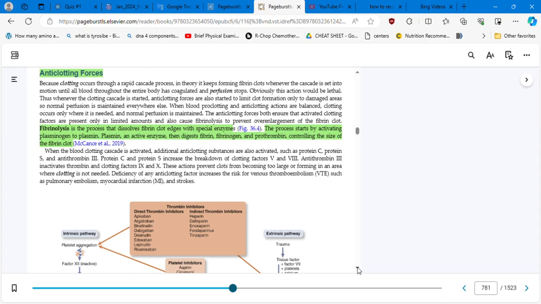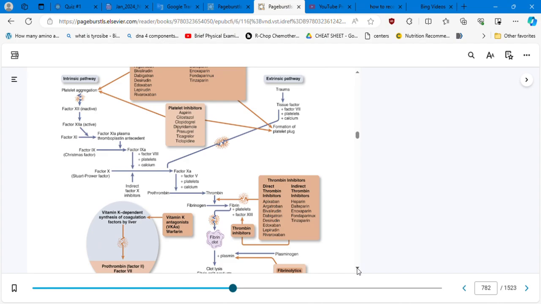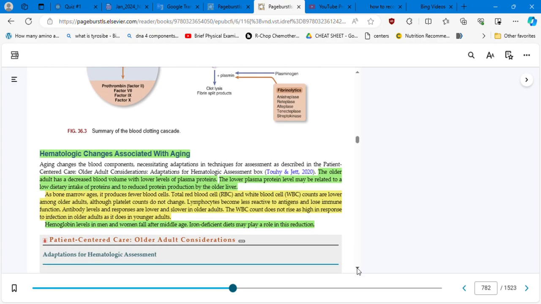Fibrinolysis is a process that dissolves fibrin clots with special enzymes. Lysis means destruction, right? We have to be familiar with those suffixes and prefixes so we can understand. The process starts by activating plasminogen to plasmin, an active enzyme, which then digests fibrin, fibrinogen, and prothrombin, controlling the size of the fibrin clot. Even though I am not testing you on this, which is used and understood more by doctors and is probably part of the anatomy and physiology that you studied before, it is good as a refresher to have this into consideration.